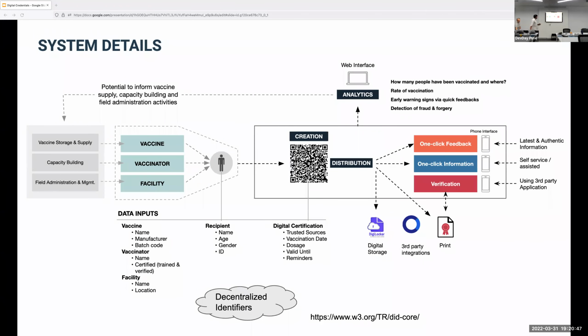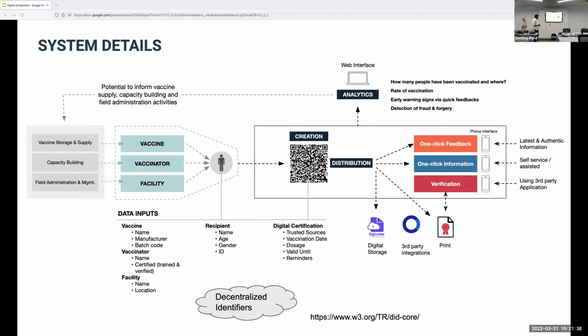At a high level, this shows the system details of what DIVOC does. We have our major modules on the left-hand side. It could be vaccine storage and supply, capacity building, and administration. The major layers or users of the system: the first is the facility. In a facility, we have vaccinators, and the vaccinators have the vaccines. The recipient goes into a particular facility and gets a vaccine from the vaccinator. This particular metadata or record is captured and sent to the system. This complete data combined together then forms the vaccination certificate.